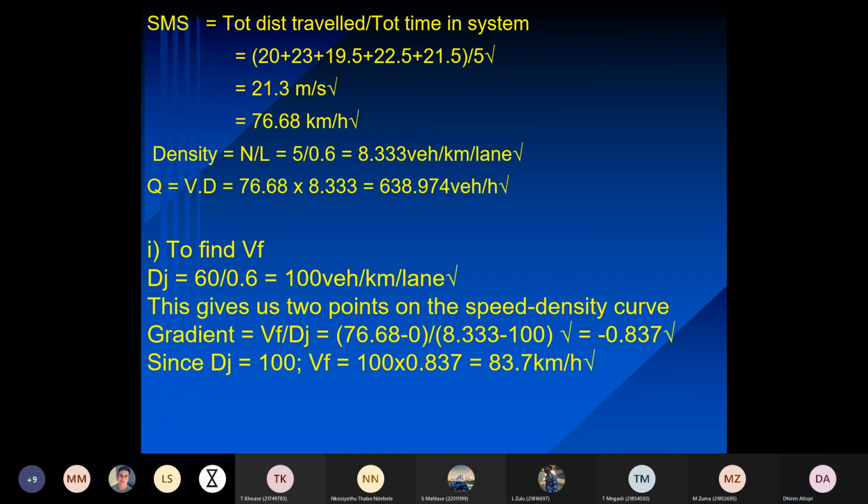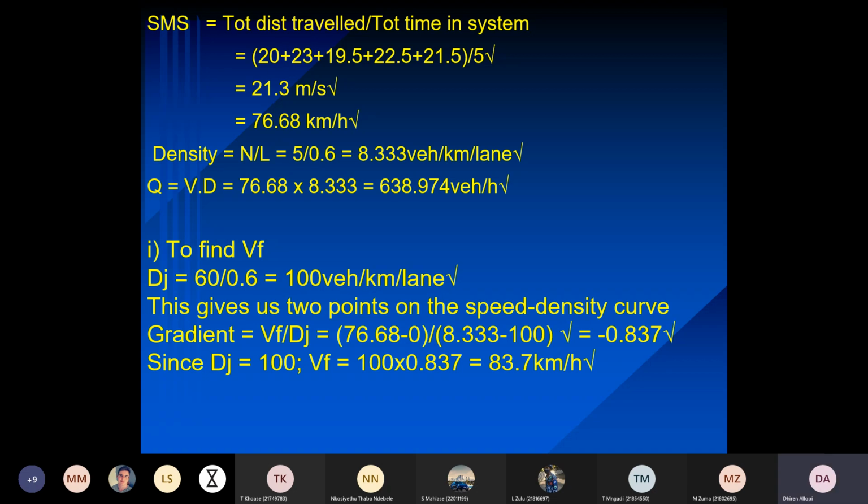Okay, solution. Step one, you want to calculate the space mean speed first. Space mean speed is given by the total distance traveled, which was given to you in the question, divided by the total time in the system. The photograph interval was 1 second, and you observed five vehicles, so it's 5 times 1, giving you the total time in your system. That's in meters, that's in seconds, giving you an answer of 21.3 meters per second, converted to kilometers per hour, 76.68.